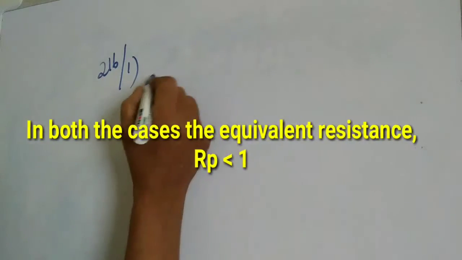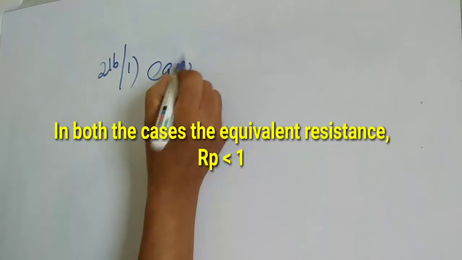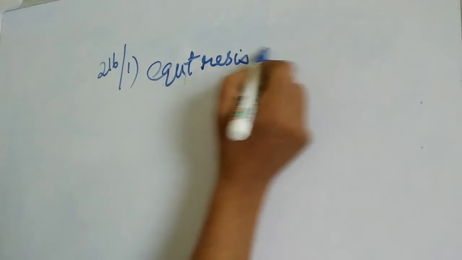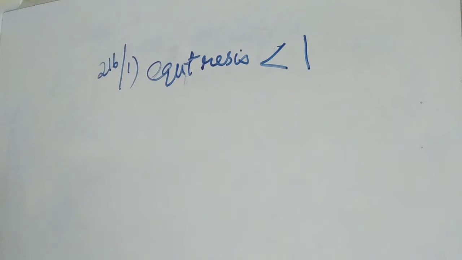That is, equivalent resistance is less than 1 because the least value of resistance here in the circuit is 1 ohm. Clear? Next we pass on to the second question.